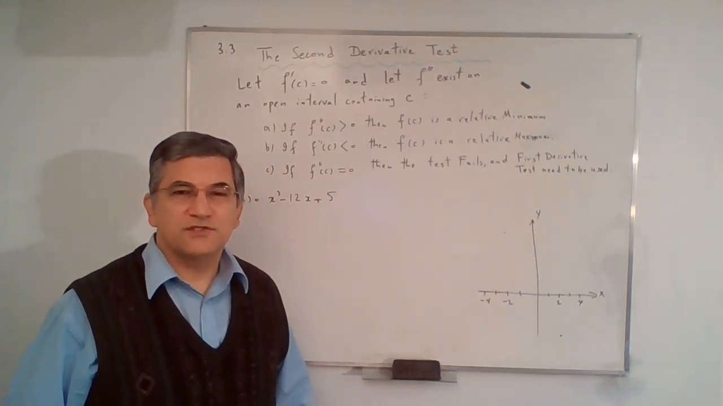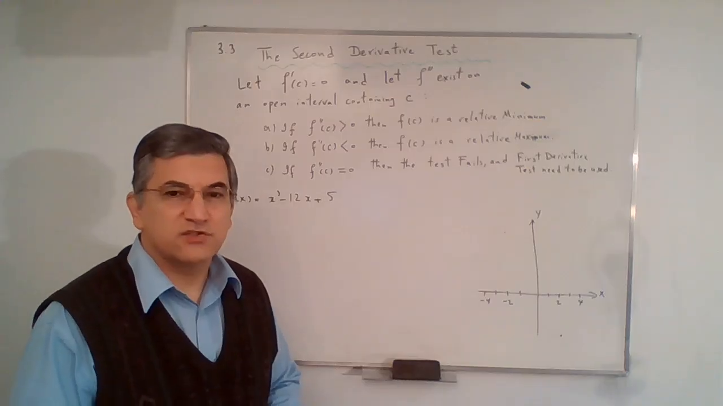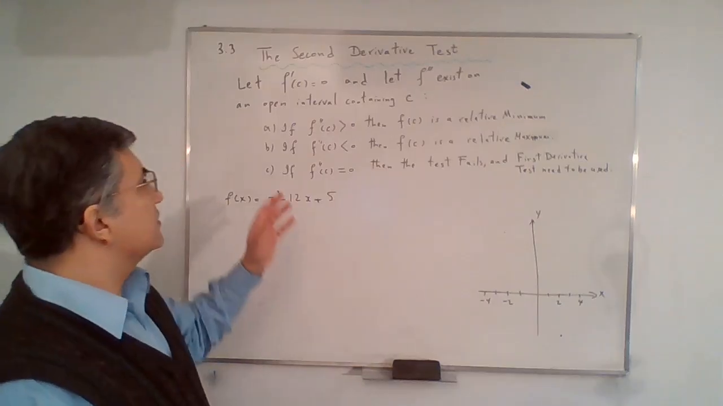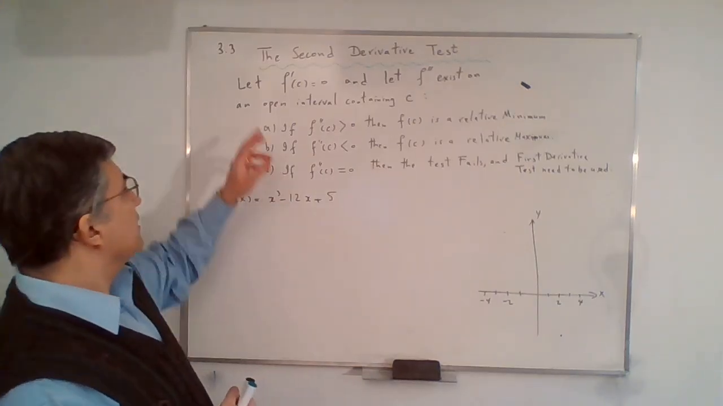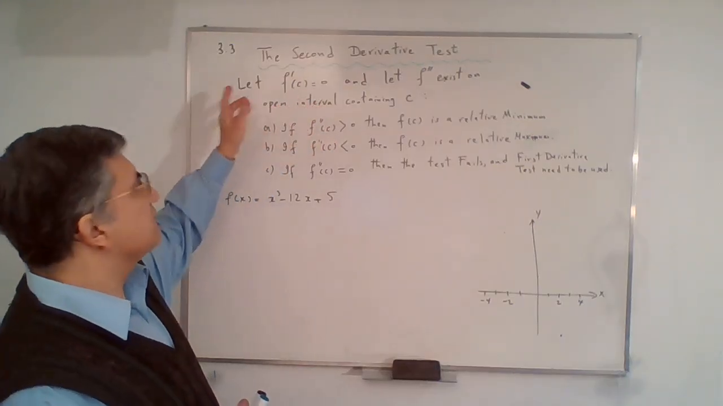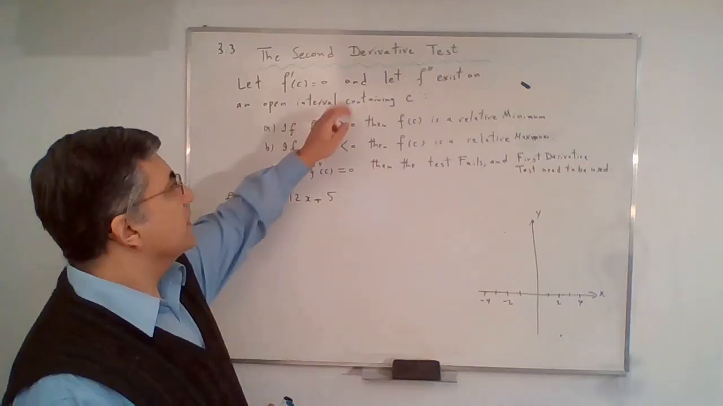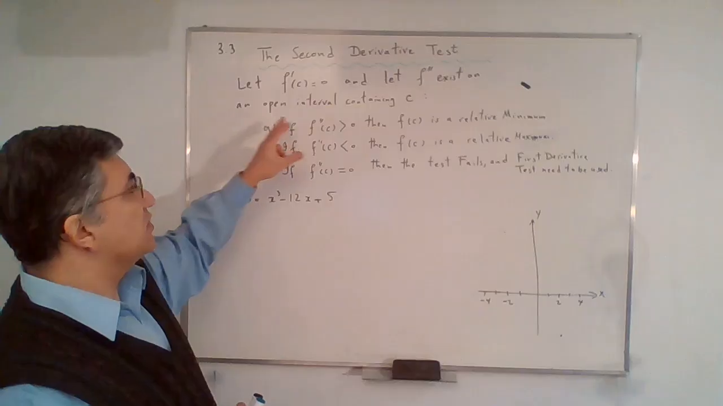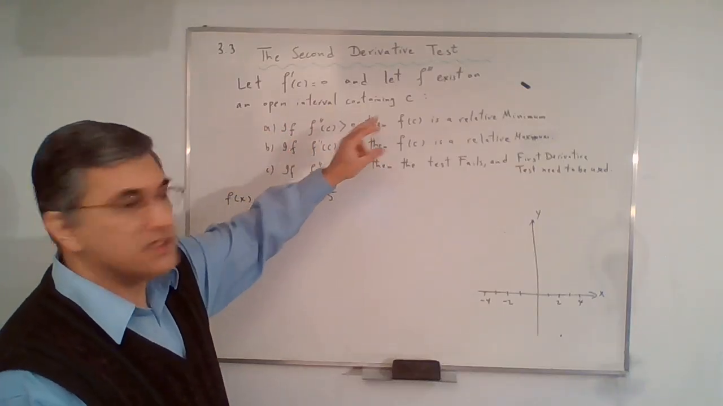Hello everyone, this is a lecture on the second derivative test. In the past lectures we learned about the first derivative test, and this one is called the second derivative test. It says: let f prime at c be equal to 0, and let f double prime, the second derivative, exist on an open interval containing that number c.